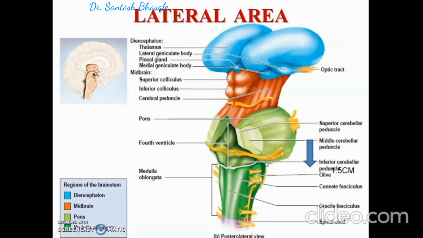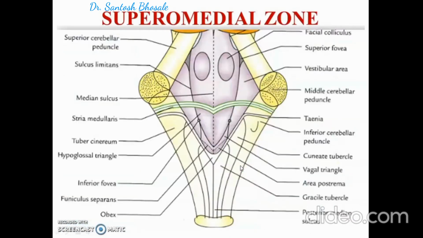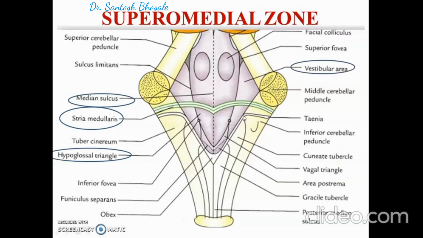In the lateral view you can see, again in the upper part, the olive, and I told you the anterolateral sulcus corresponds to the anterior root and the posterior sulcus to the posterior root, and you will see these two tubercles, gracile and cuneate tubercles, corresponding to the nucleus gracilis and nucleus cuneatus beneath them. And if you see the superomedial zone, the junction between the pons and medulla is formed by the stria medullaris, and each half is divided into two parts by the median sulcus, and in each part again it is divided into two halves by the sulcus limitans into the medial hypoglossal triangle and lateral vestibular area.